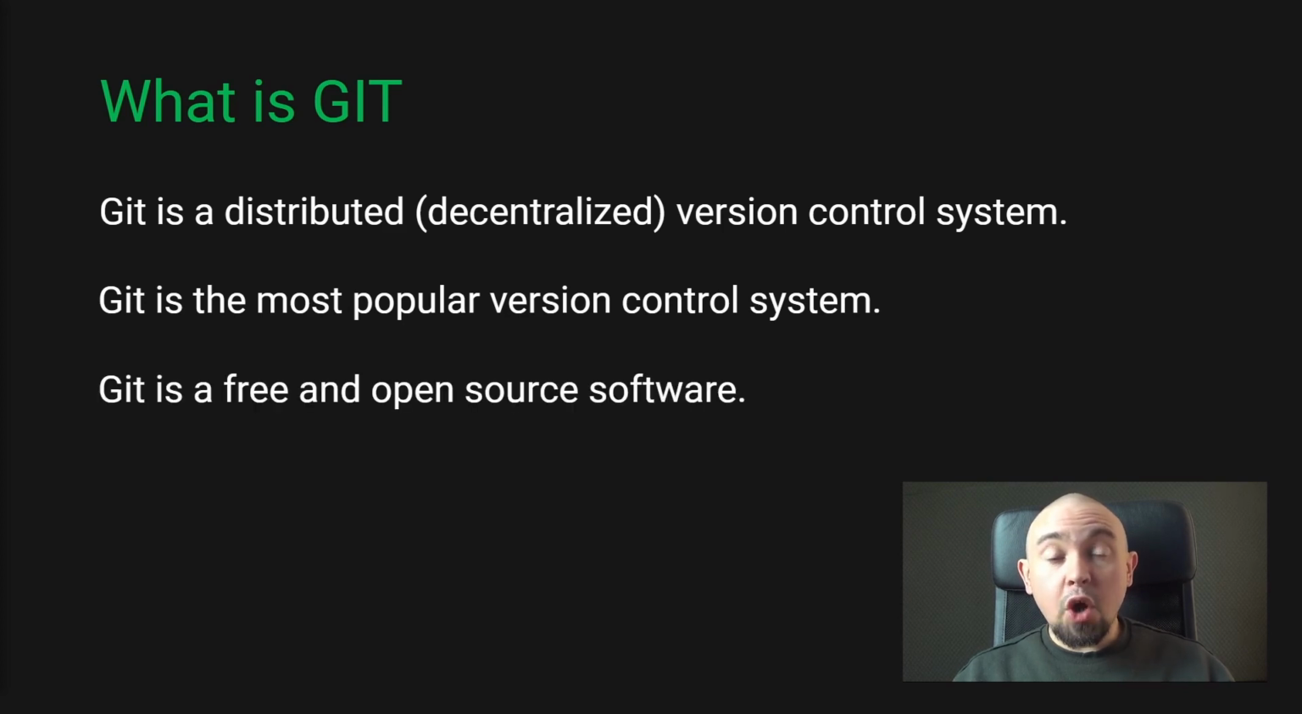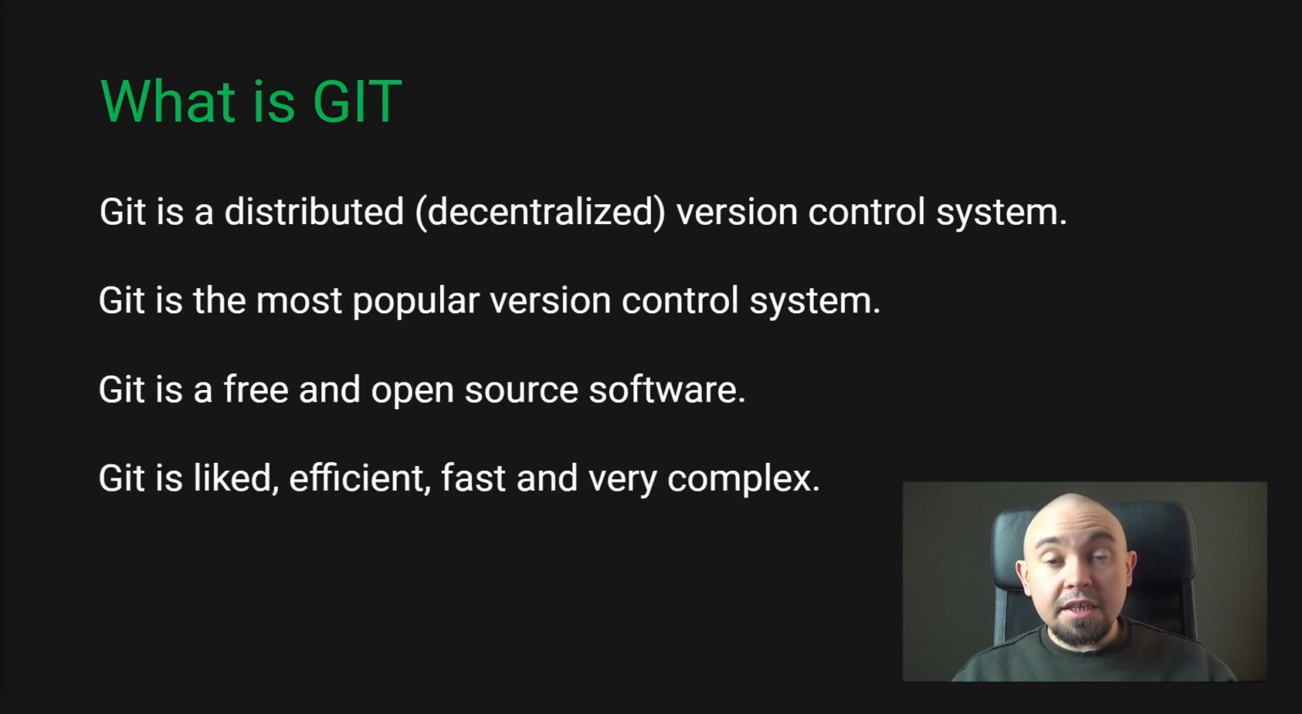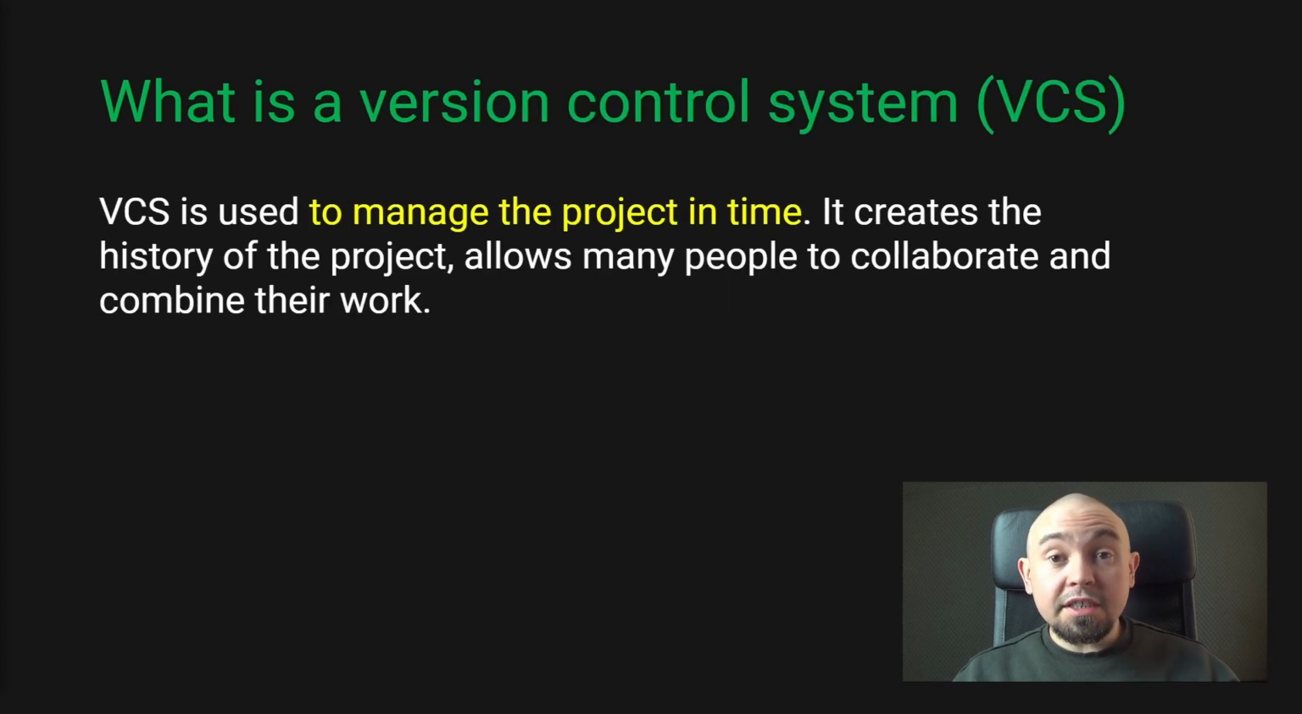Git is a free and open source software, so it's developed by the community and is free of charge for the users. Git is light, efficient, fast, and very complex. It has many possibilities and it makes it so popular. But what is a version control system anyway?